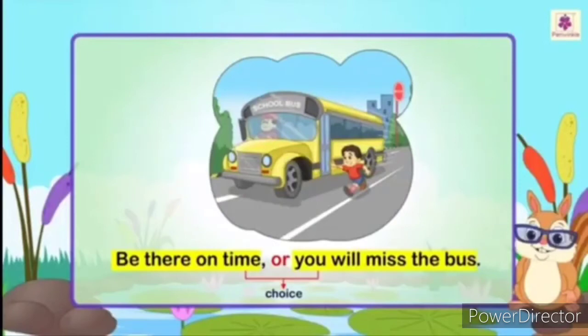Look at the example given here for the coordinating conjunction "or". Be there on time or you will miss the bus. So here you can see the choice and the alternative ideas. Be there on time or otherwise definitely you will miss the bus. So "or" is the coordinating conjunction that shows the choice or option, where both sentences are alternatives to each other. Let's see the next coordinating conjunction, that is "yet".